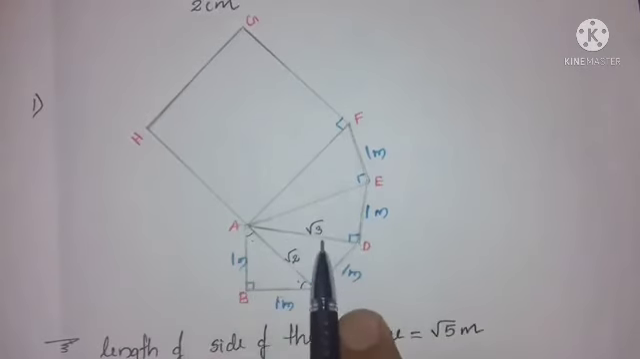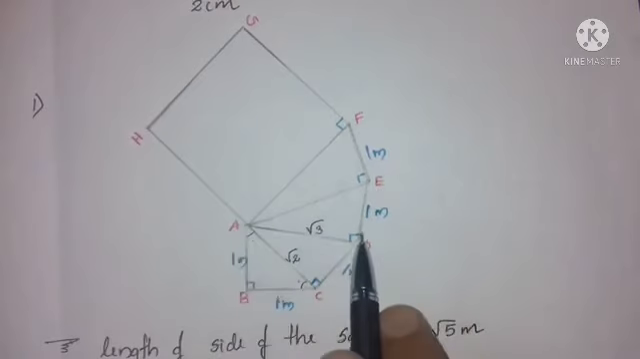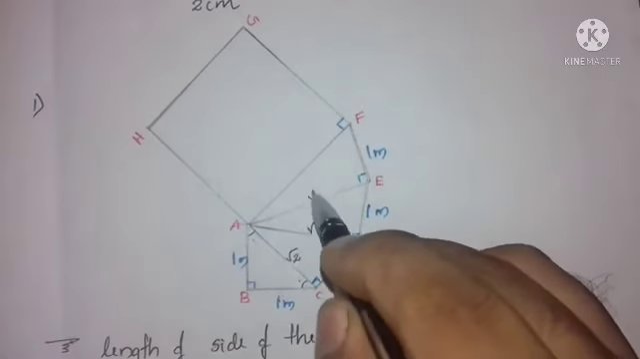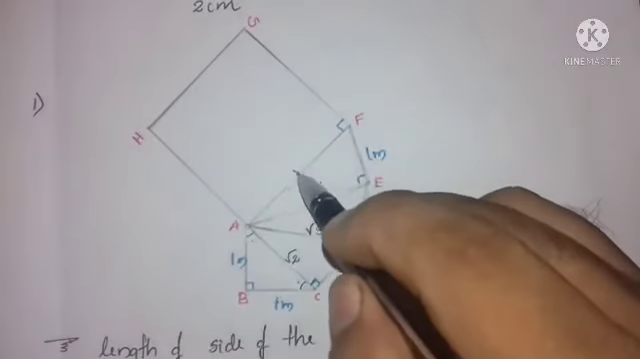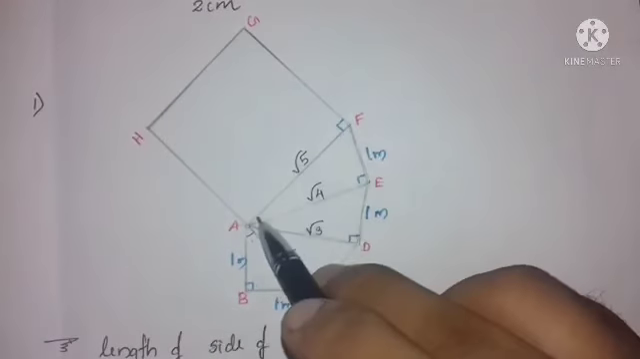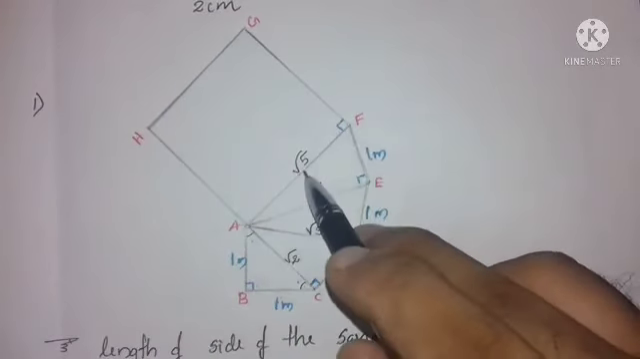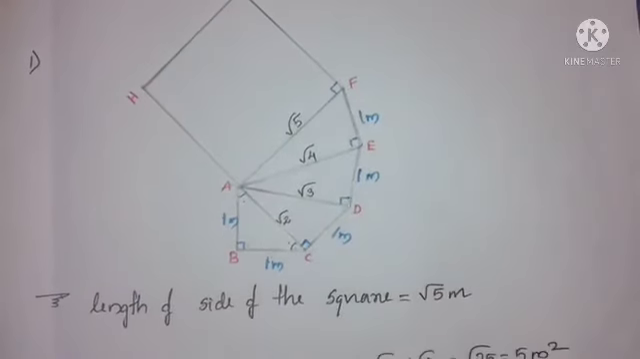Then consider the triangle ADE with D 90 degrees. Then root 4, then root 5. AF equals root 5. The side of the square is root 5. The length of the side of the square is equal to root 5 meter.